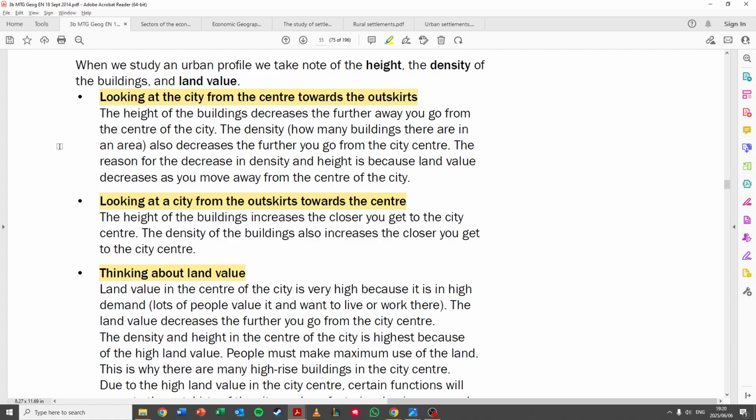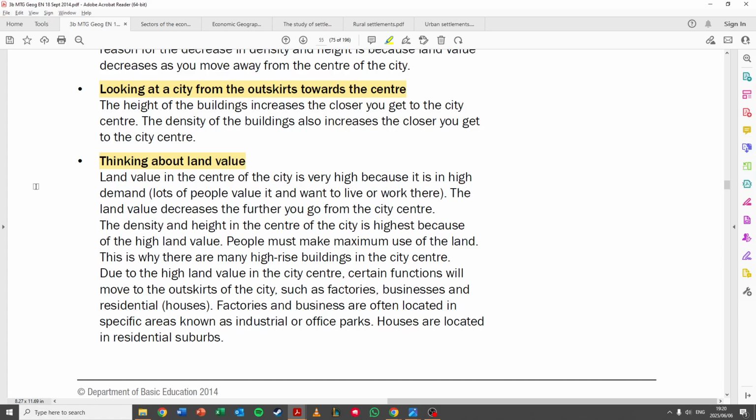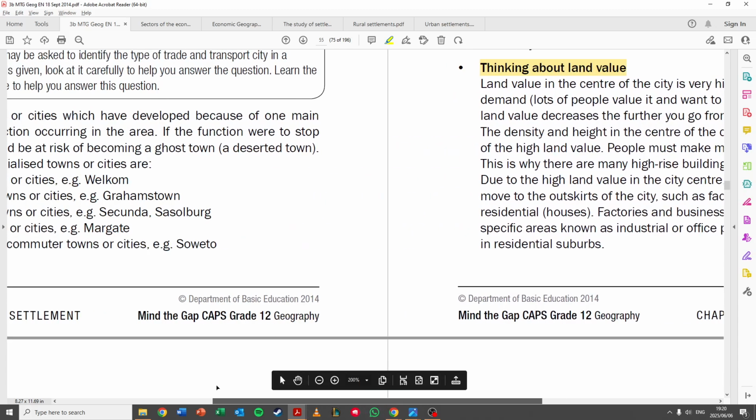Okay, then if you look at the city from the outskirts towards the center, here obviously the buildings are going to increase in height as you get to the center, as well as the density. Then land value. Your highest land value is going to be the CBD. As you move outwards, it is going to decrease.